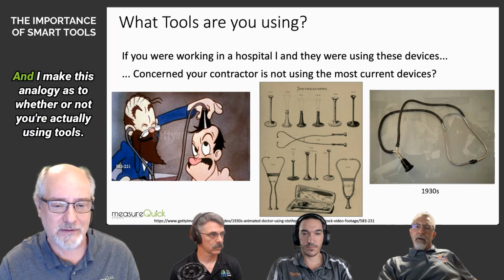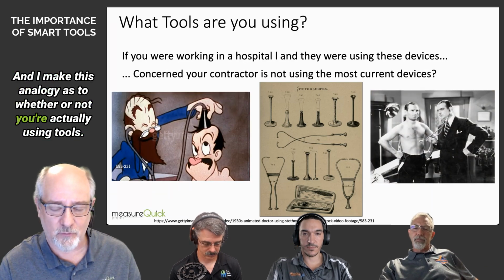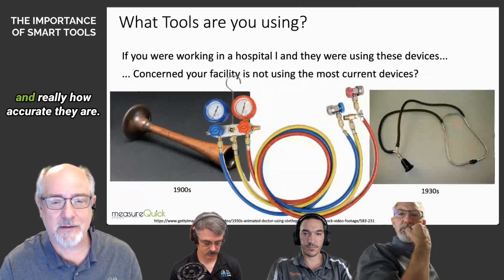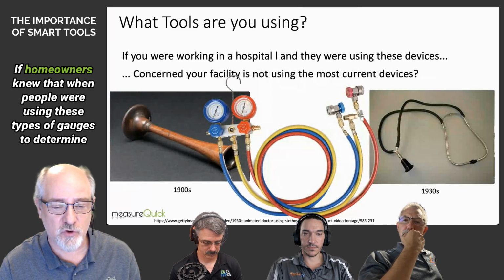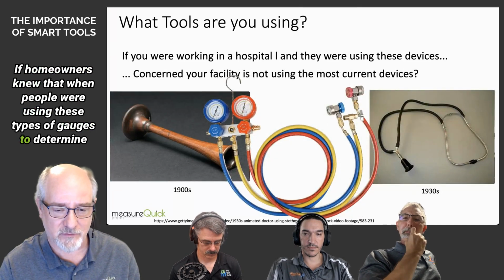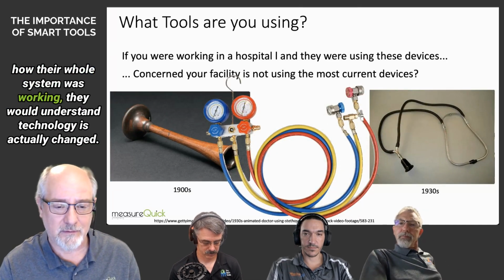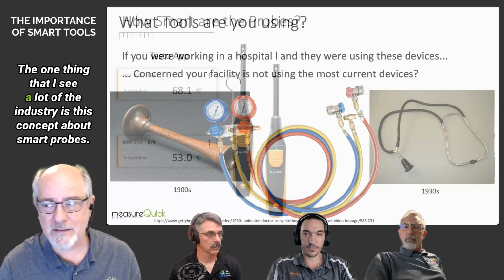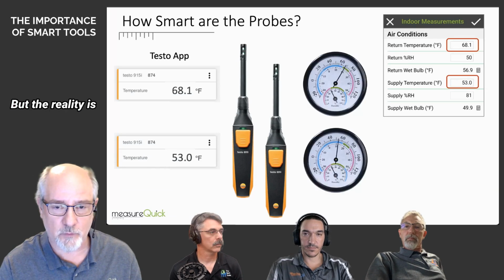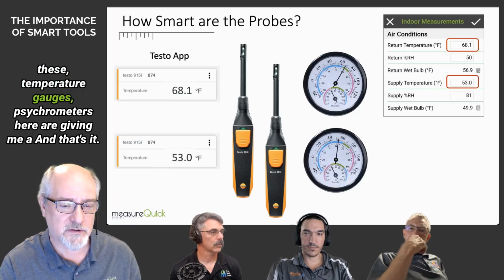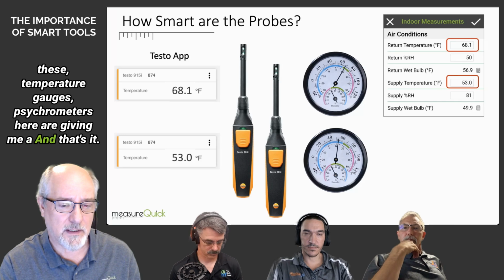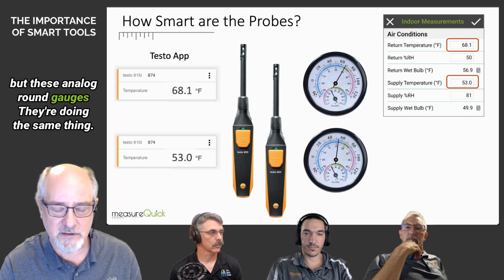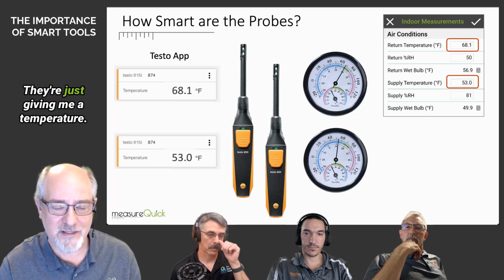Our industry is full of some tools like that, and then we also have really accurate tools. I make this analogy as to whether or not you're actually using accurate tools in what we're doing with these types of gauges. If homeowners knew that people were using these types of gauges to determine how their whole system was working, they would understand technology has actually changed. The one thing I see a lot in the industry is this concept about smart probes, but the reality is that these temperature gauges, psychrometers here, are giving me a temperature, and that's it. I'm trying to do a temperature split, but these analog gauges are doing the same thing. They're just giving me a temperature.